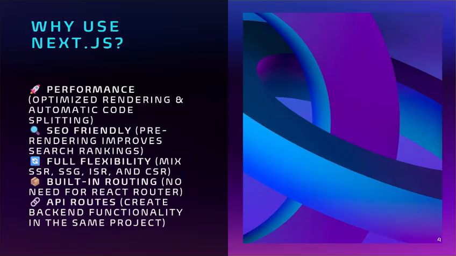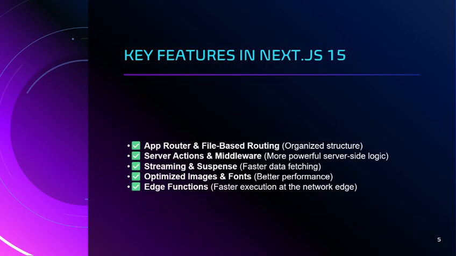Key features in Nextjs 15: the App Router and file-based routing system. Server actions and middleware, more powerful server-side logic. There is backend functionality, so you can see server-side actions in a Nextjs application. Streaming and suspense, faster data fetching, you can see in Nextjs. Optimized images and image folder. There is a built-in image tag in Nextjs applications that is more authentic and gives better performance. Faster execution and network edge.